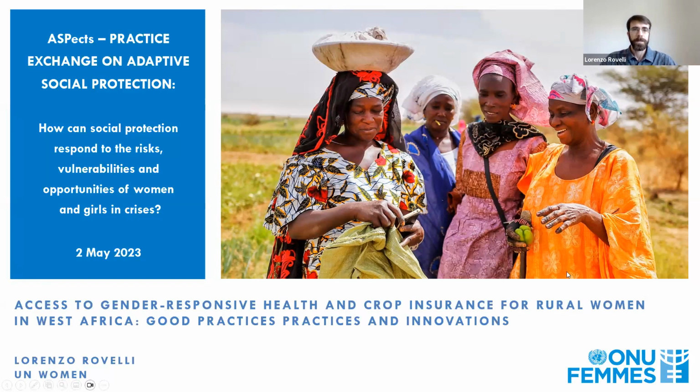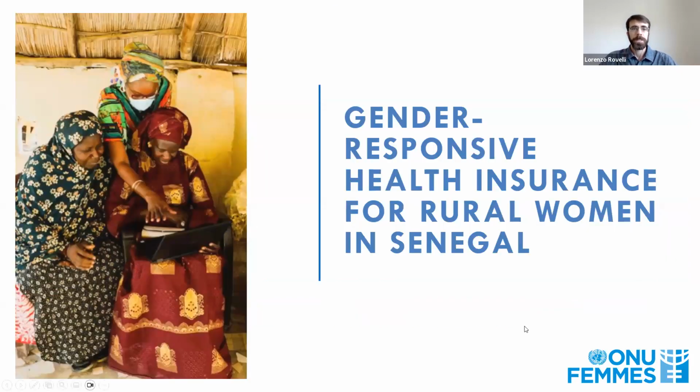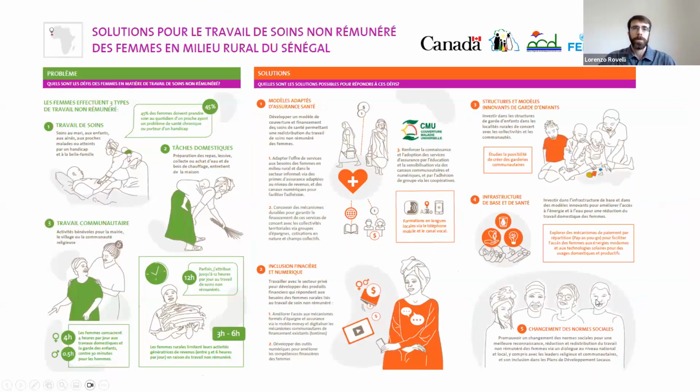And as we'll see in the next slide, the first example is an initiative that we have implemented in Senegal with support from Global Affairs Canada, and which is known as the 3R program. So that is a global program to recognize, reduce, and redistribute the unpaid care work that is carried out by women, with a specific focus in Senegal for rural women.